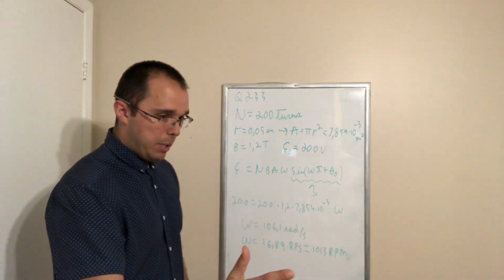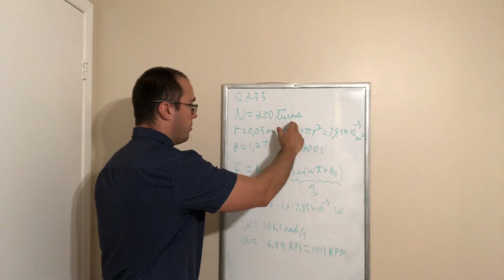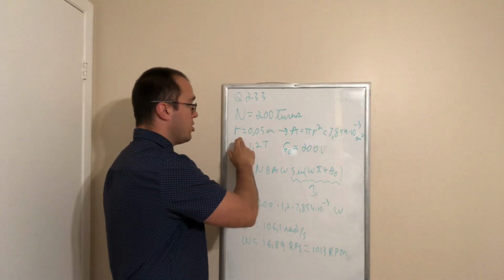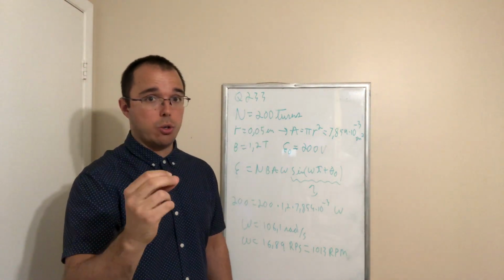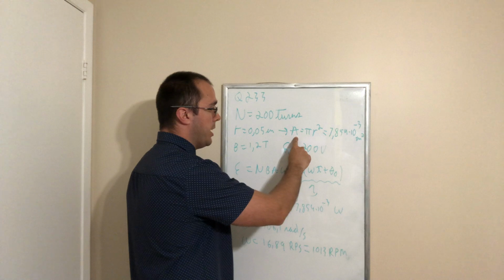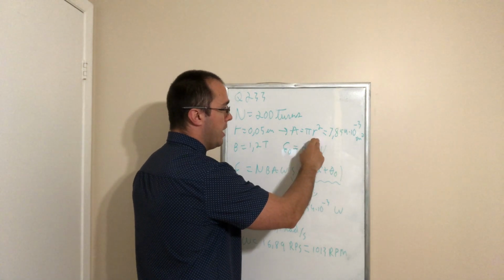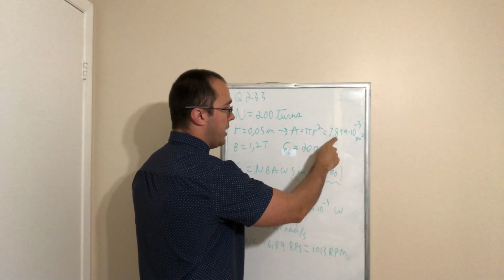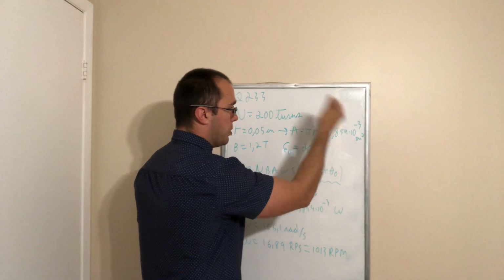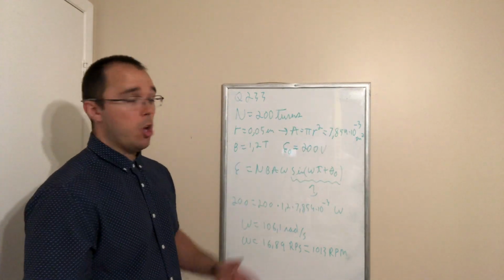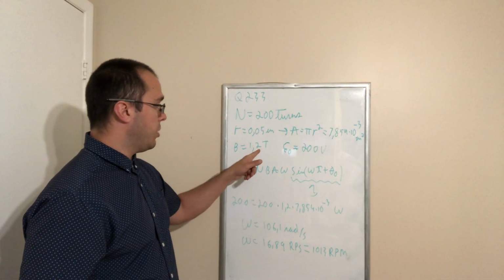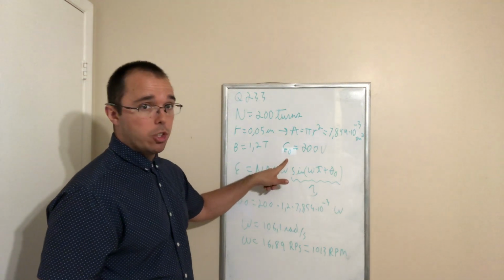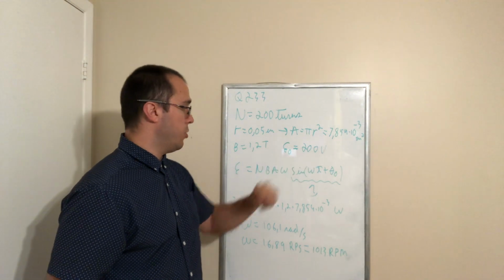So we got a couple of pieces of information. We got the number of turns, 200 turns. We got the radius. We are also told that it's a circular coil, which means we can find the area from the radius. It is equal to pi r squared. In this case, it is equal to 7.854 multiplied by 10 power minus 3. The magnetic field is 1.2 Tesla. The maximum voltage, the peak voltage, is 200 volt.